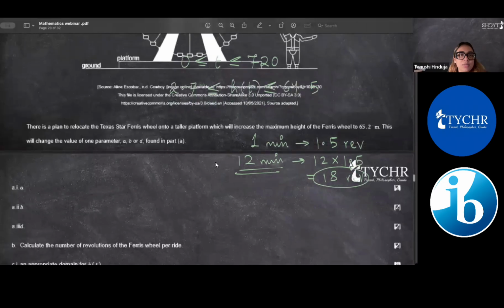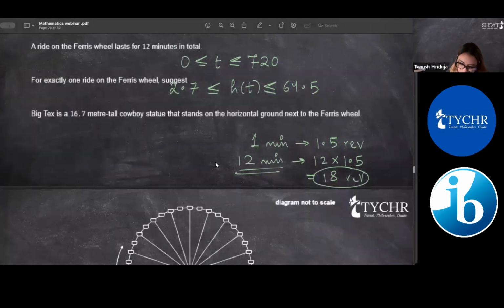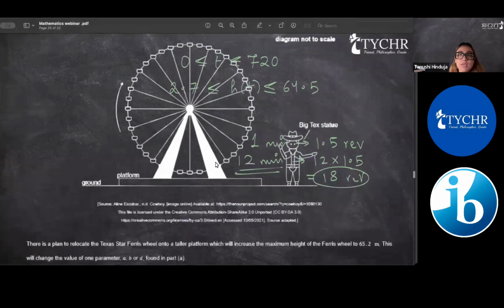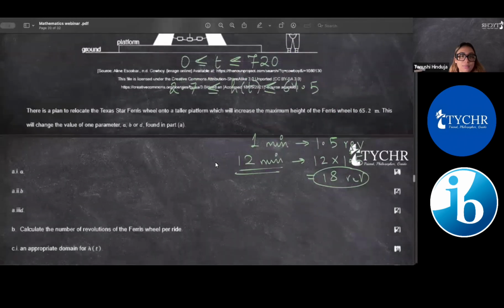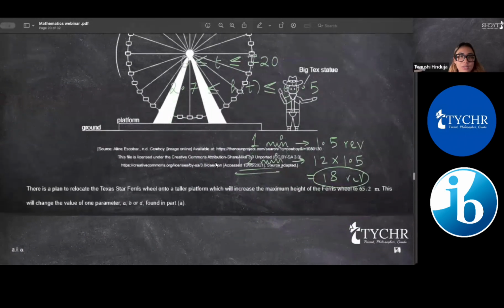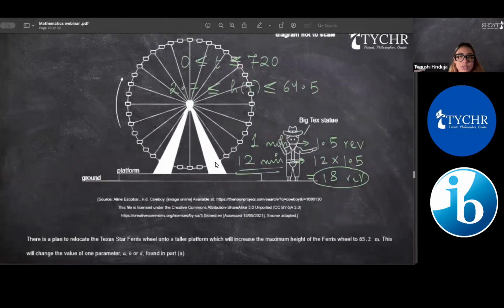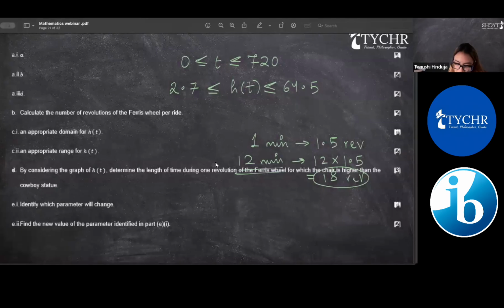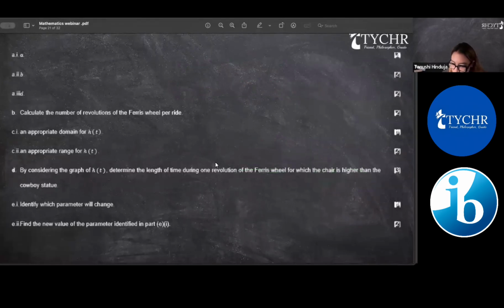Okay, what's the next information? Okay, so the big text is a 16.7-meter tall cowboy statue that stands on the horizontal ground next to the Ferris wheel. Okay, we have a statue, and there is a plan to relocate this. Okay, that's going to be for the next part. So let's do the D part. By considering the graph of h, determine the length of time during one revolution of the Ferris wheel for which the chair is higher than the cowboy statue.